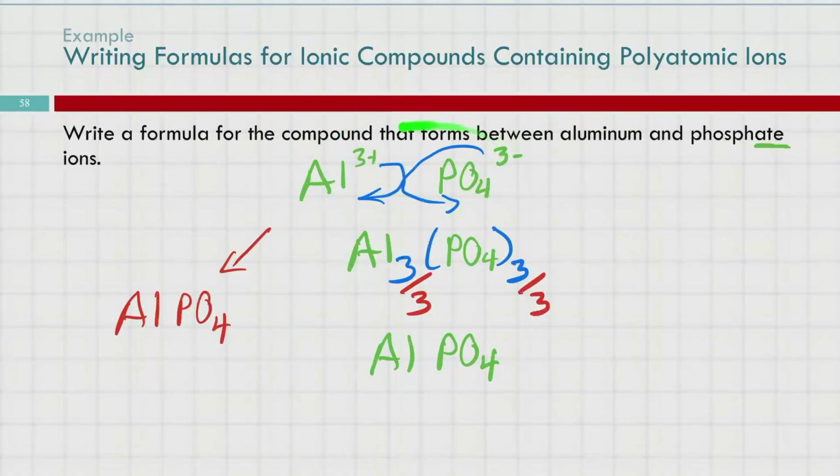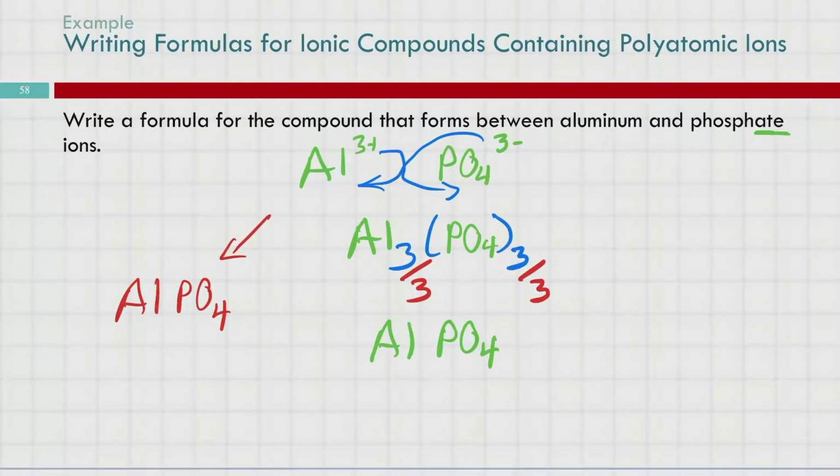So sometimes the crisscross method can get us into a little bit of trouble if we forget to reduce the subscripts. We won't have to do it a lot, but we will have to do it occasionally, and this is one of those instances.